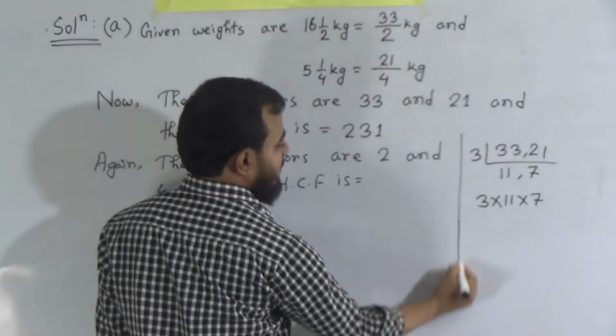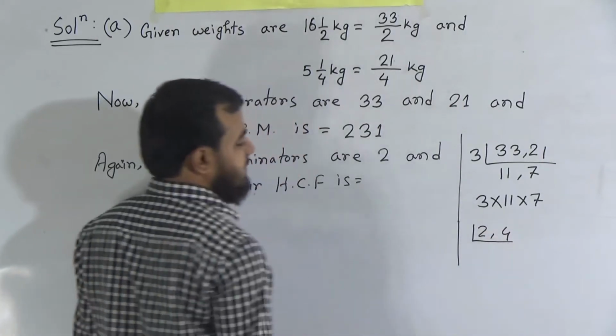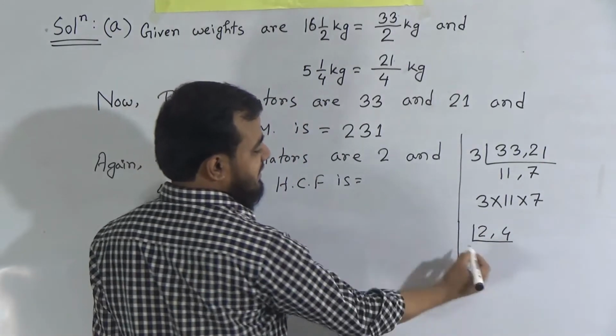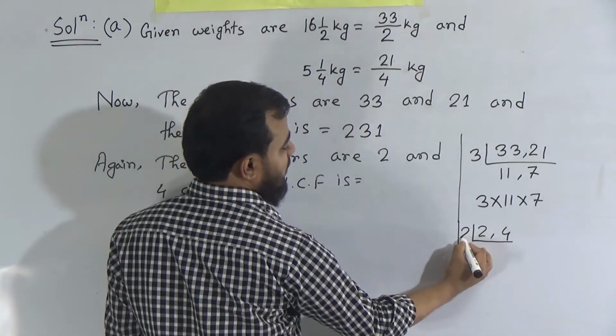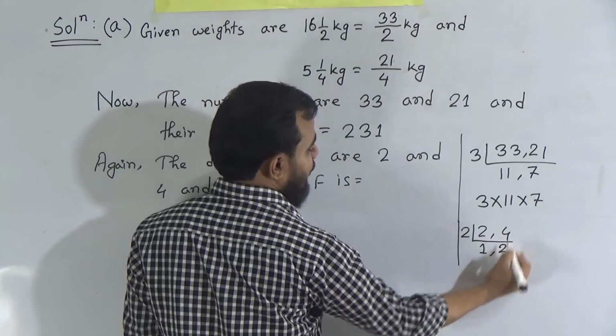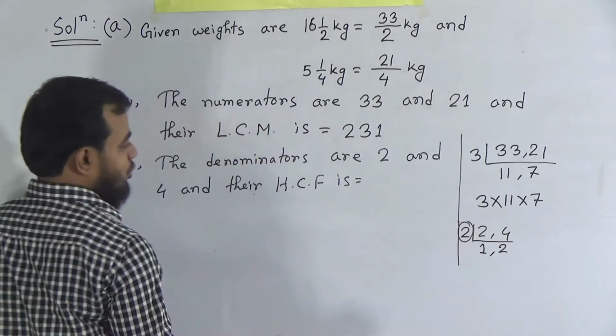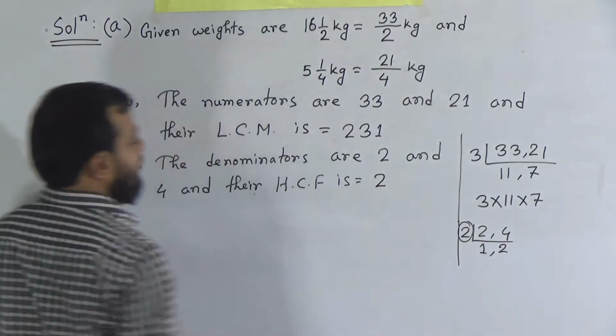We can do it roughly again, 2 and 4. To find out the HCF, we have to divide both the numbers by the same number. We can divide these two numbers by 2. 2 goes in one time in 2, and 2 goes two times in 4. So our HCF of 2 and 4 is nothing but 2. So the HCF of the denominators is 2.